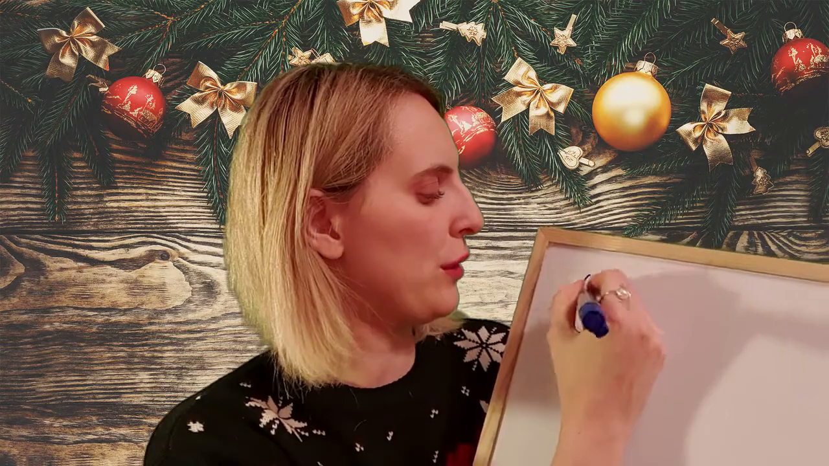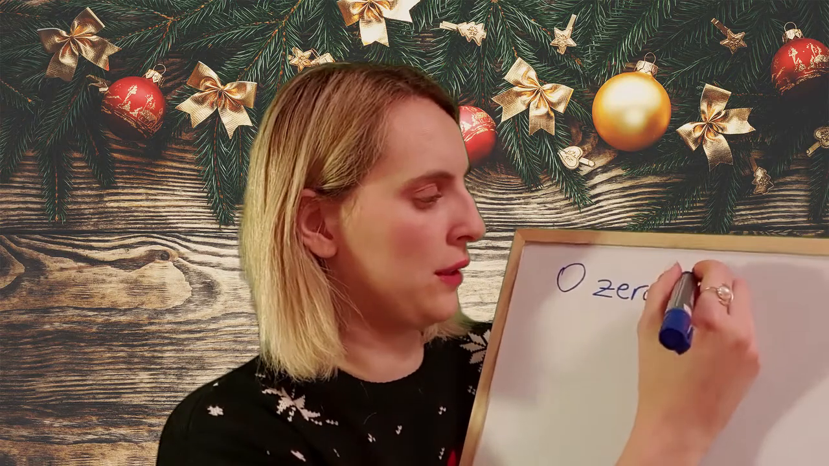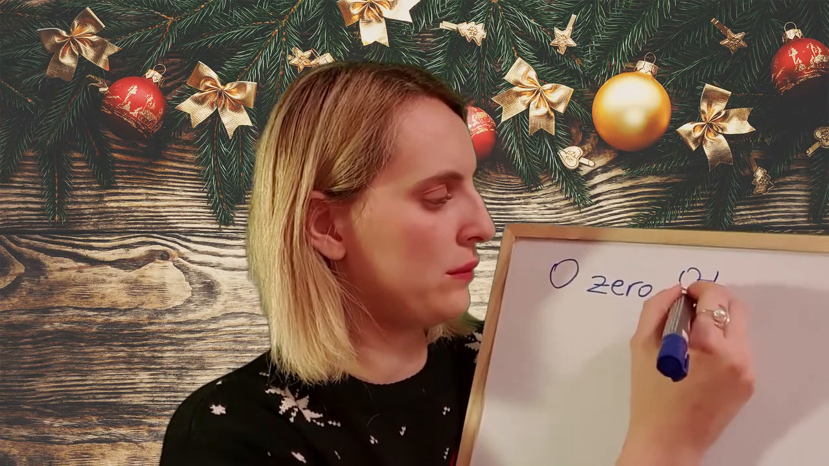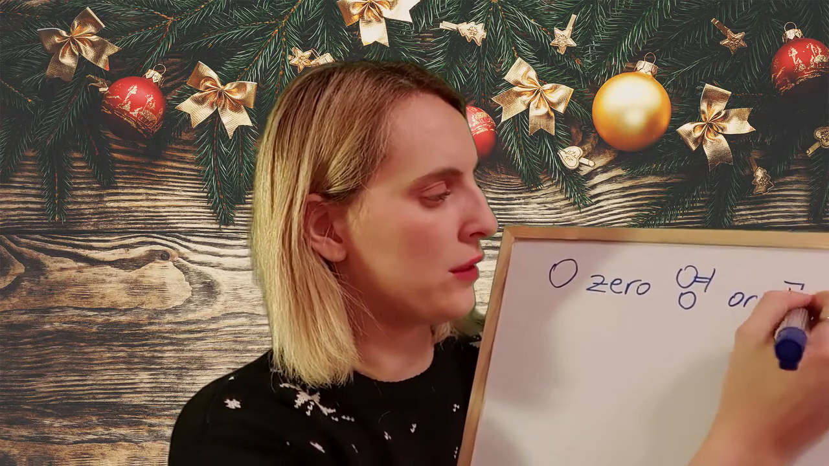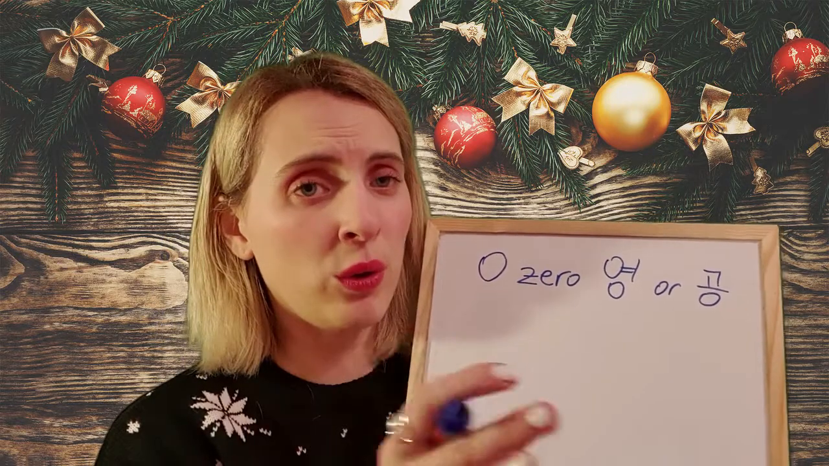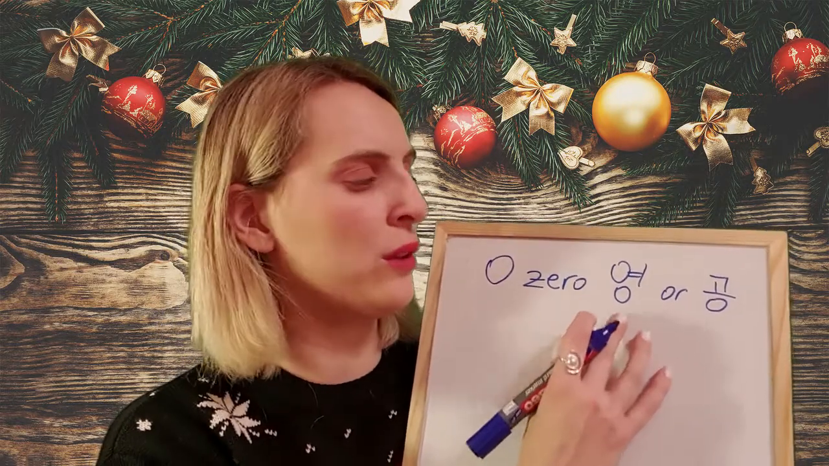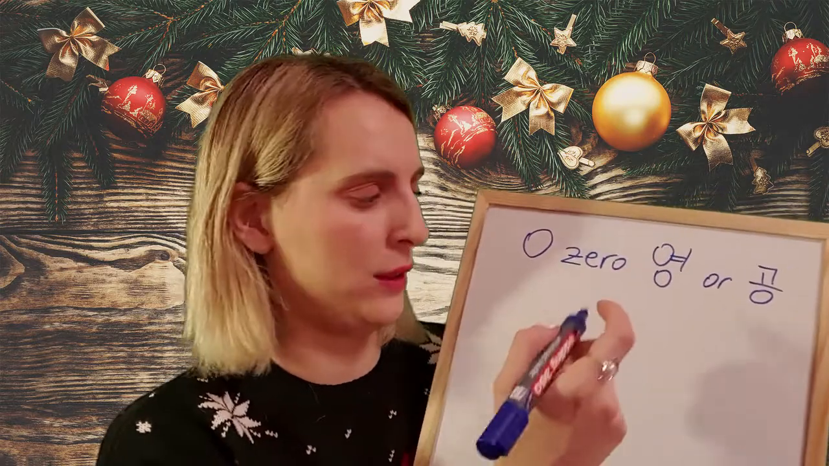Okay, so today we will learn Sino-Korean numbers from 1 to 100, and I will teach you now. So 0 is young or kong. You see that there are two ways to say 0, but that is only for 0, so you can use both, young or kong. Okay, so that is okay.